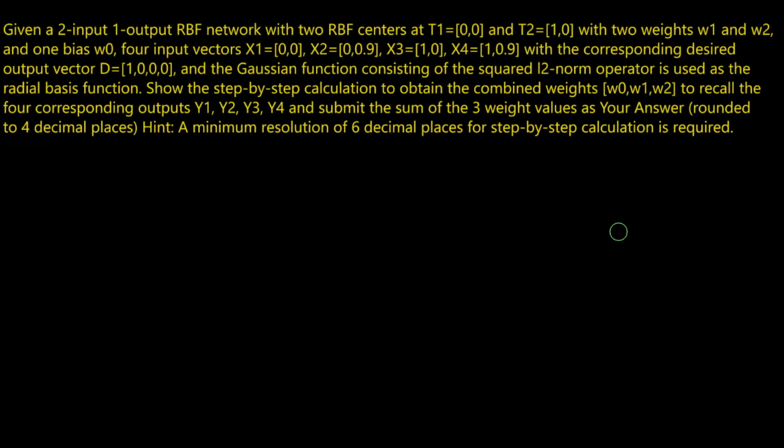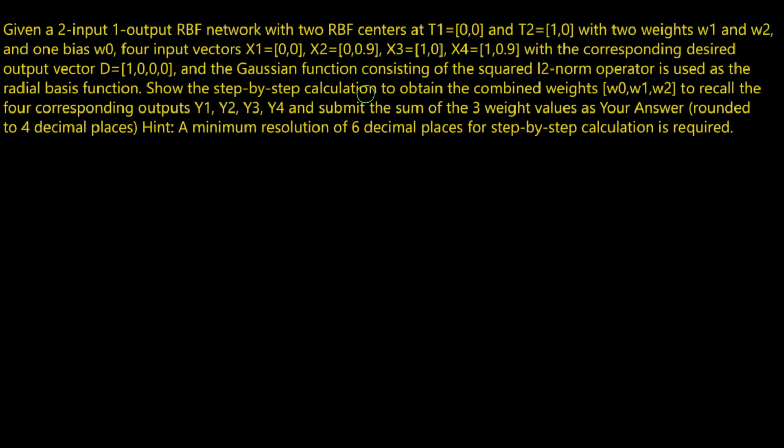The question is asking: given a 2 input 1 output RBF network with 2 RBF centers at T1 equal to 0 0 and T2 equal to 1 0, with 2 weights W1 and W2 and 1 bias W0, and 4 input vectors x1, x2, x3, x4, where x1 is 0 0, x2 is 0 0.9, x3 is 1 0, x4 is 1 0.9, with the corresponding desired output vectors d1 0 0 0, and the Gaussian function consisting of the L2 norm operator is used as the radial basis function.